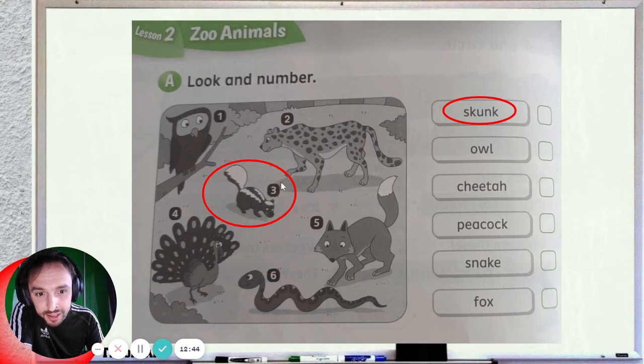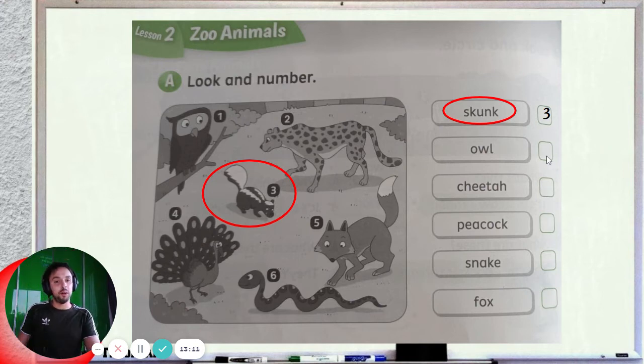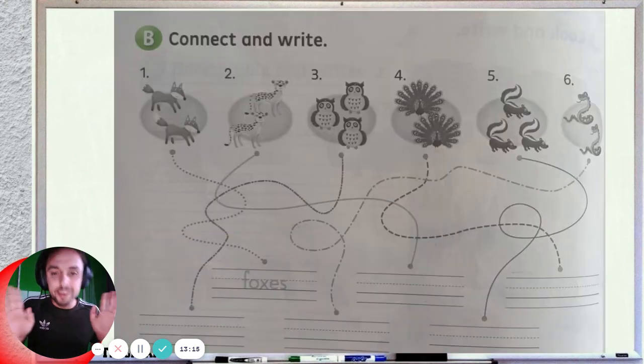It's number 3. So what we do is you write number 3 in the box beside skunk. Okay? So number 3 is the skunk. Okay, next one. Owl. Where is the owl? Okay. And what number is the owl? Write it in. Okay, next one. Activity B.